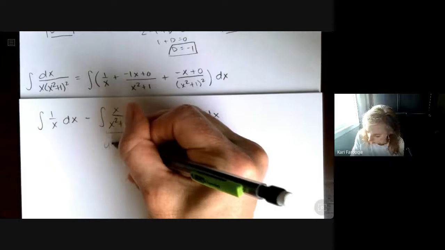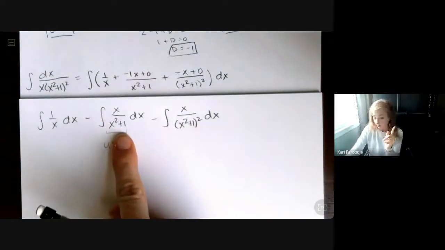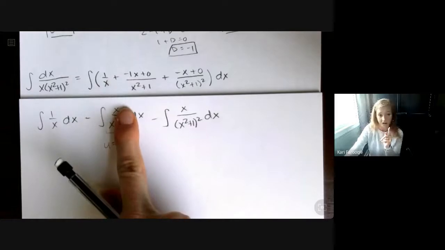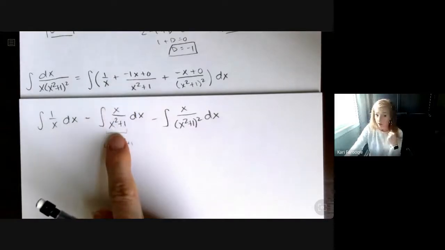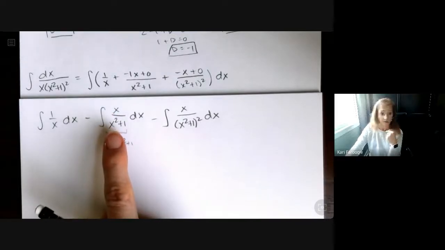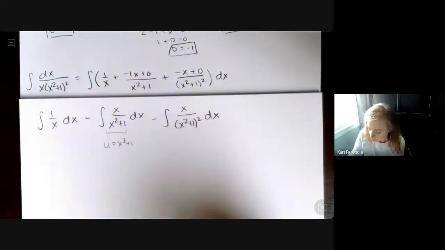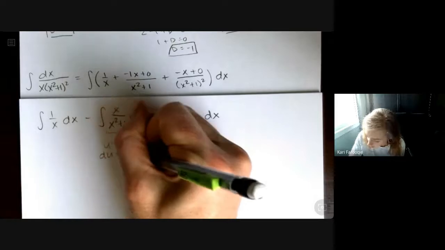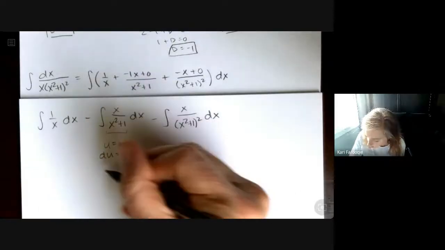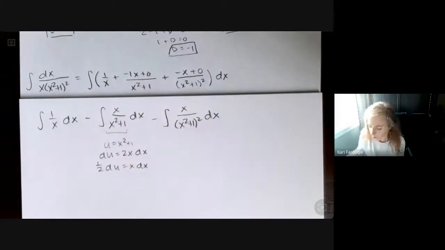Here you can let u be x squared plus 1. Notice this is not an inverse tangent integral because you have an x in the numerator, not a constant. If this was a constant over x squared plus 1, you'd be in the form of an inverse tangent, but it's not. This is your numerator being 1 degree less than your denominator. du is 2x dx. 1/2 du is x dx, which is what you have.